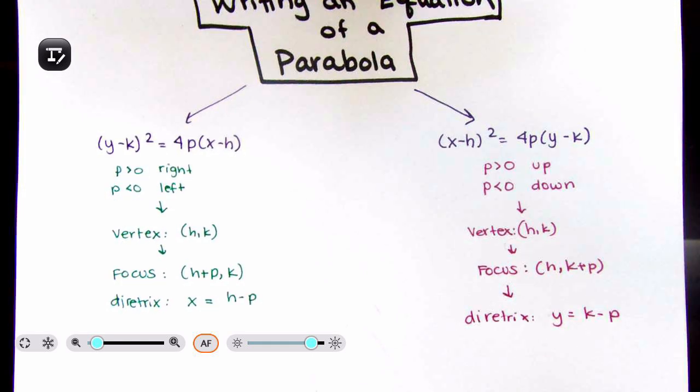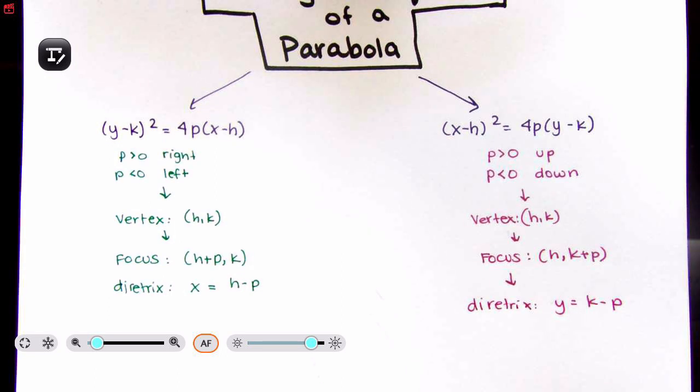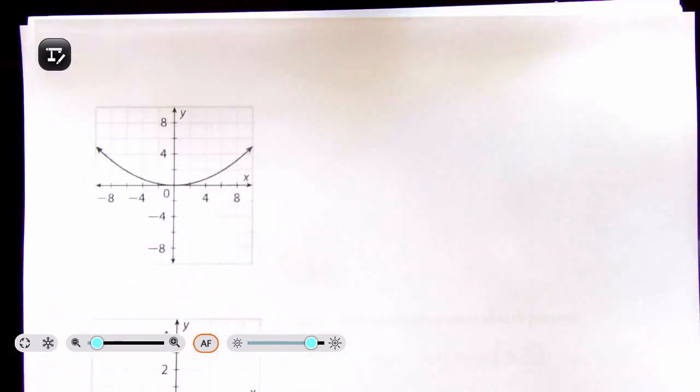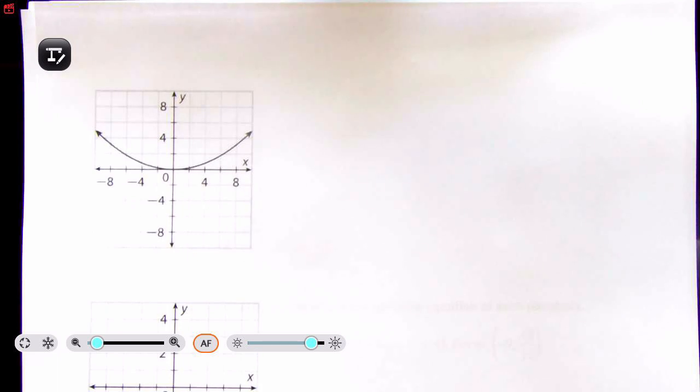Now, I wanted to take a few moments to make sure I rewrite this information from the previous video because it is super duper helpful. You will need this information. All right, let's go ahead and jump into some examples. We're going to start off with example number 1. Again, all of these are going to be write the equation for the parabola.